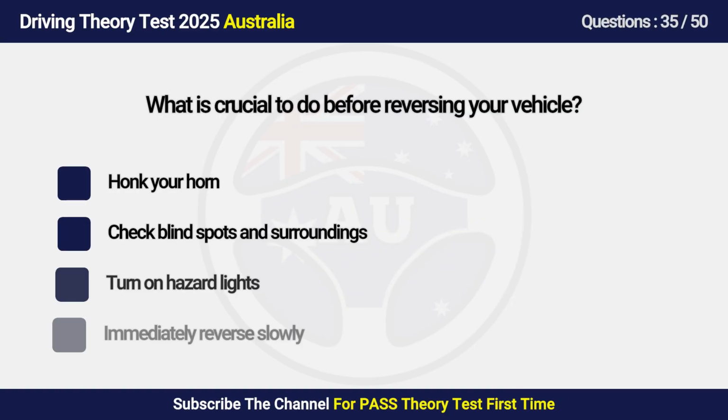Question 35. What is crucial to do before reversing your vehicle? A, honk your horn, B, check blind spots and surroundings, C, turn on hazard lights, D, immediately reverse slowly.